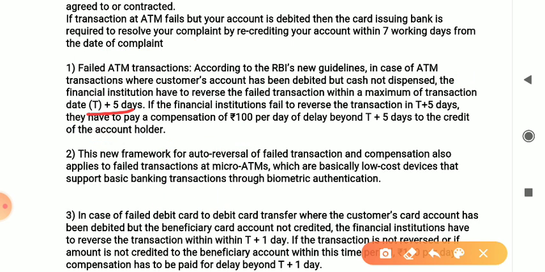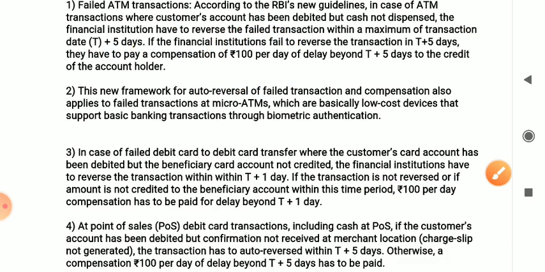T plus 5 days. If the financial institutions fail to reverse the transaction in T plus 5 days, they have to pay a compensation of 100 per day for a delay beyond T plus 5 days to the account holder. So उनको फाइन देना पड़ेगा बैंक को 100 per day, right? कुछ very important points हैं.